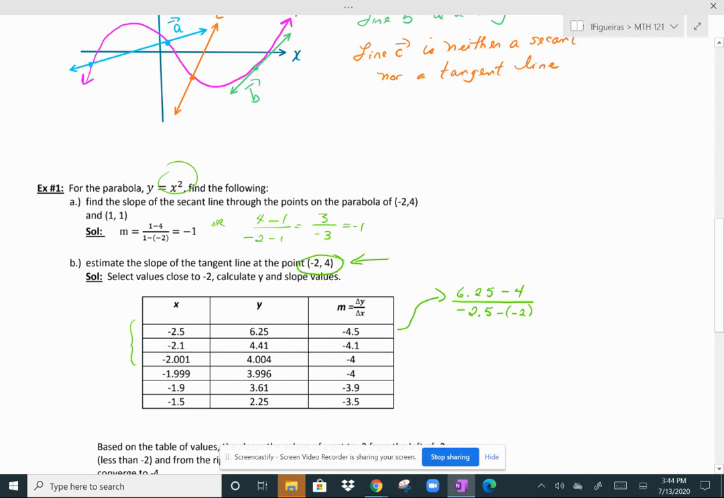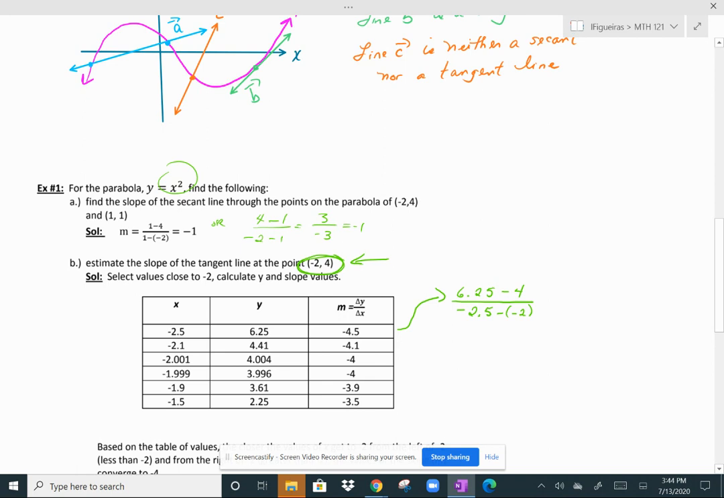Then you repeat the process for the second computation and the third, and remember, you're always using the -2, 4 as your first point, and the other point would be what you see here. So you can see that as I'm computing the slope of my tangent line, it goes from -4.5 to -4.1 to -4.